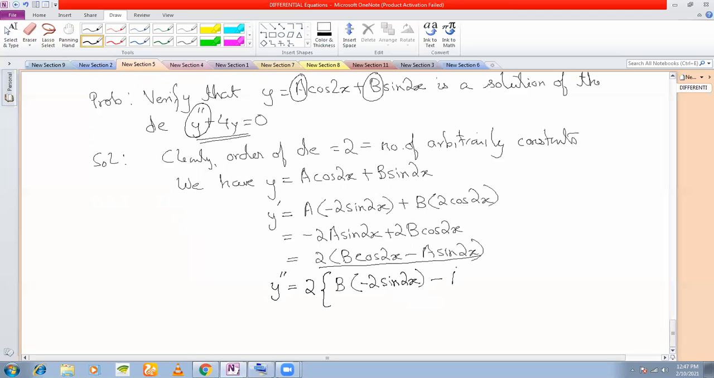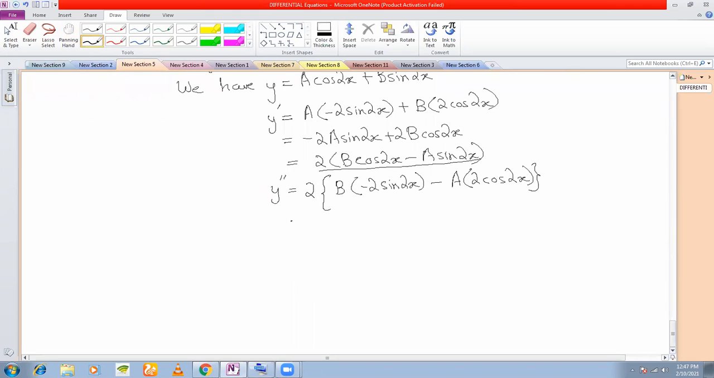Minus a is a constant again. And d/dx of sin 2x is 2 cos 2x. So now what do we get here? Minus 4b sin 2x minus 4a cos 2x.